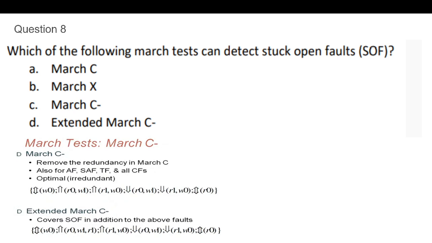So next question, which of the following March tests can detect stuck-open faults? If you see March C-, it removes the redundancy in March C and it detects AF, SAF, TF and all CF. It's not detecting SOF. But if we see the extended March C, it covers the SOF in addition to the above-mentioned faults. So extended March.